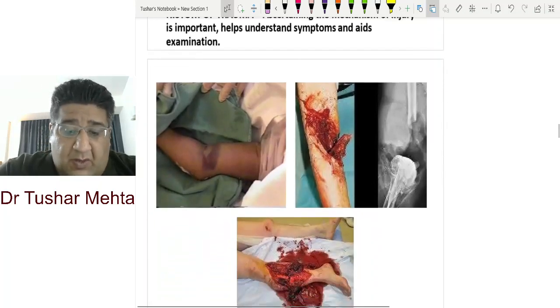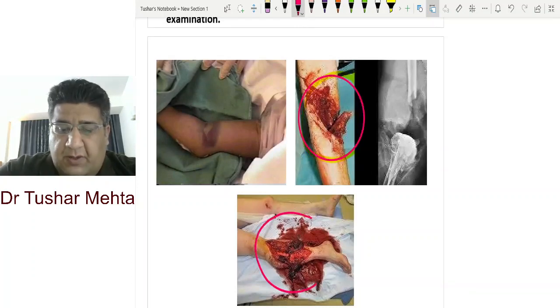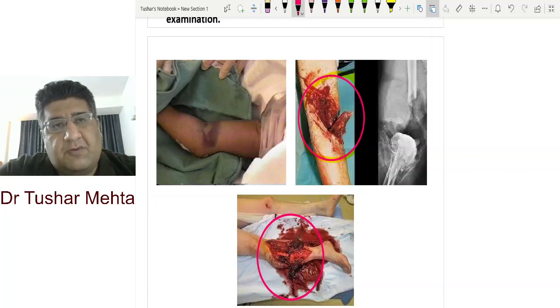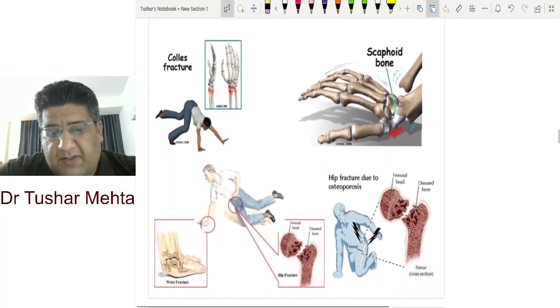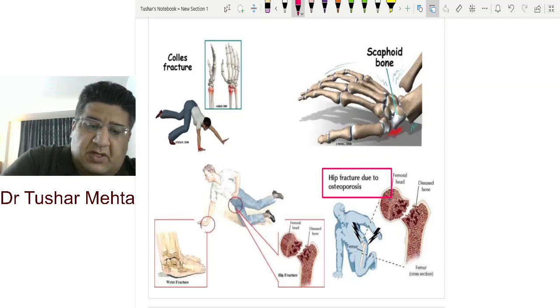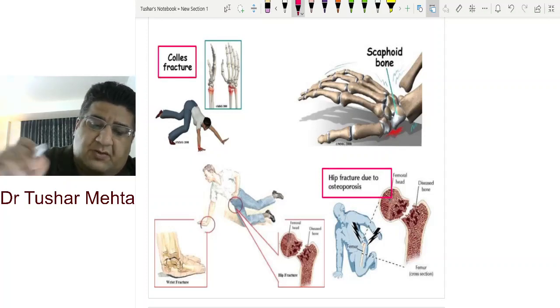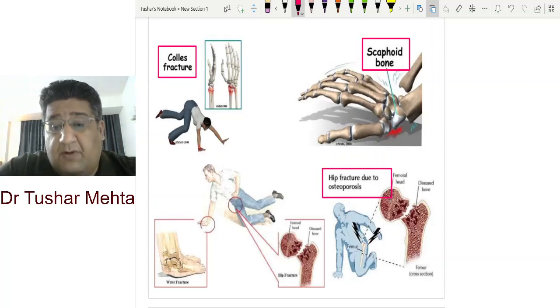But what is most important is that you have to first rule out an open fracture. You have to first rule out a crushing injury, you have to first rule out all those things. After this, as I've already told you, a neck of the femur fracture is quite common, seen due to osteoporosis. Colles fracture is also quite commonly seen due to osteoporosis. Scaphoid fracture is commonly seen in you and me due to a fall on an outstretched hand.